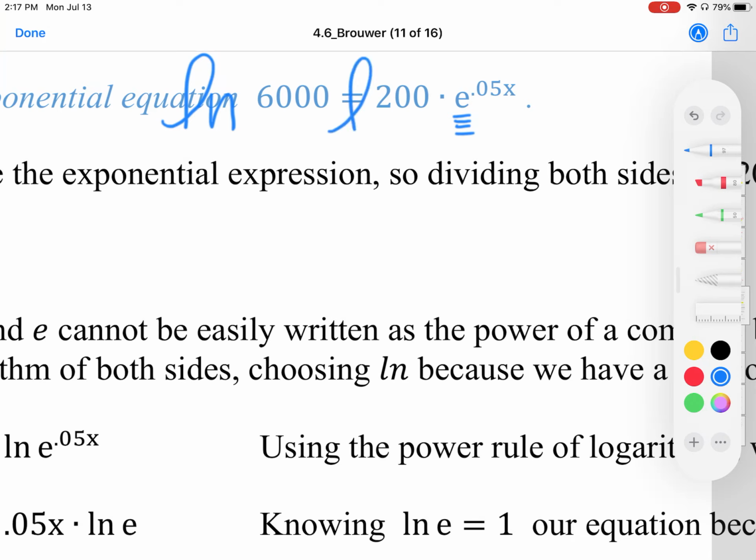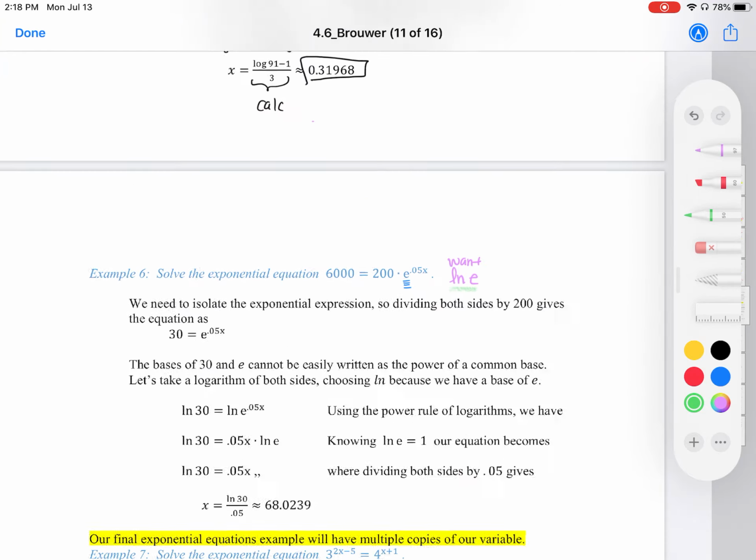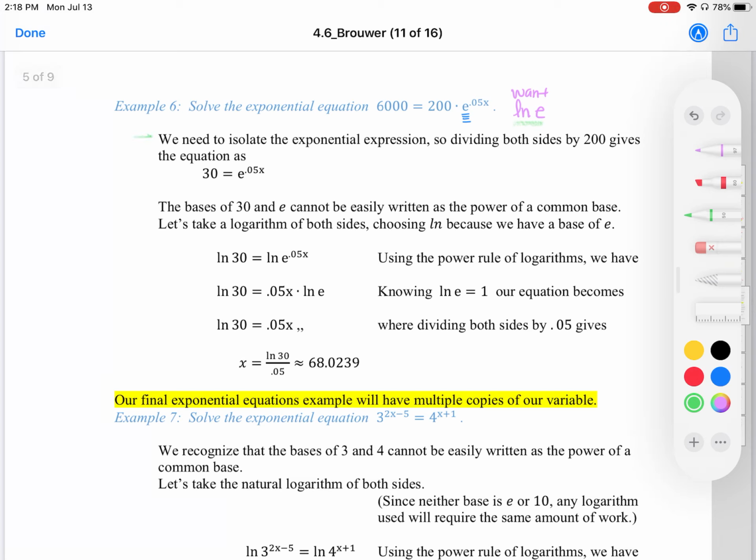When we apply the ln on both sides, my e is not directly next to the ln. What we want is the ln of e, because I know that they would undo each other. That would make it go away. So what can we do to get rid of that 200 so that I can have ln and e directly next to each other, just as we see here? All right, we need to isolate the exponential expression.